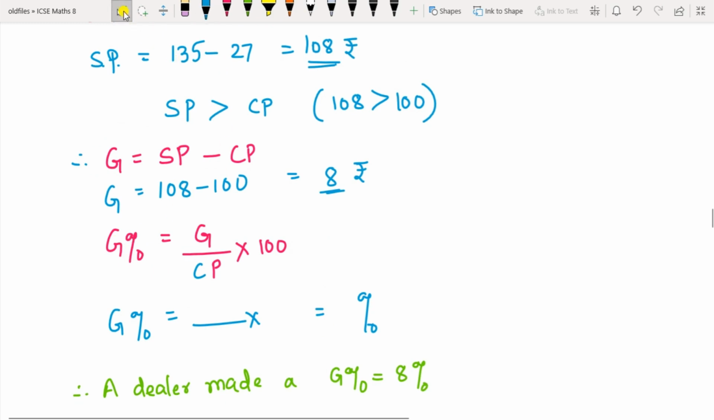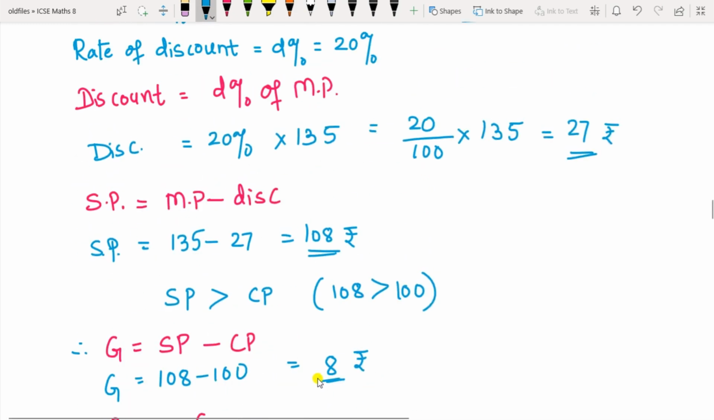So therefore the gain percentage you have to find now. So gain percentage equal to G upon CP into 100. So G is here 8 upon CP is 100 multiplied by 100. It is 8% is the gain percentage. So the dealer made a gain percent of 8% on the goods.